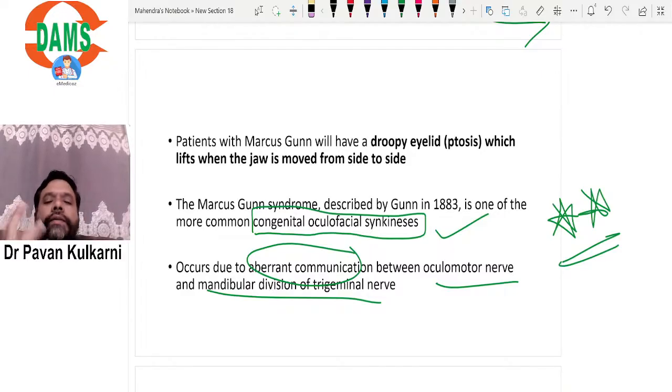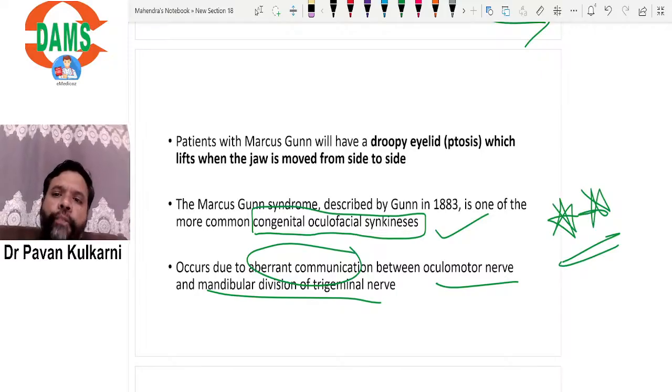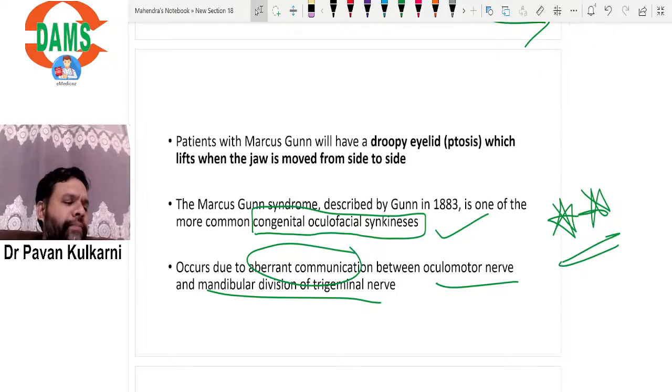Syn means what? Syn means synergistic. Kinesis means movement. Oculofacial: face and oculo, eyelids. Because of the mandible movement, the eyelid movement takes place simultaneously. This is called congenital oculofacial synkinesis. So you can expect an option like this also, rather than Marcus-Gunn jaw winking syndrome. Okay, I hope this is clear.